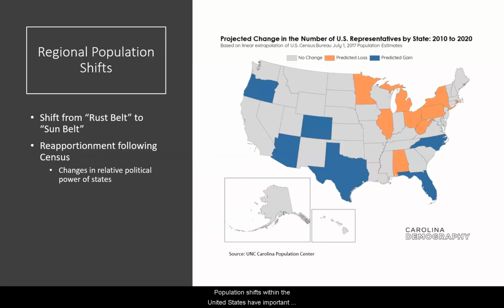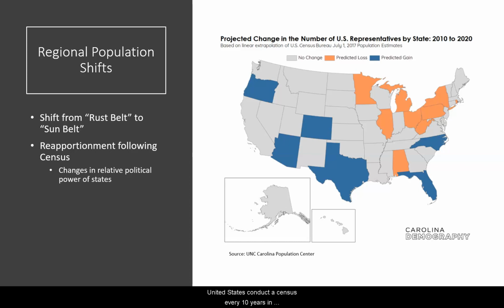Population shifts within the United States have important consequences, as some states are growing relatively quickly, while others grow slowly or not at all. The most important ongoing trend over the last few decades has been the shift of the American population from what's sometimes called the Rust Belt in the Northeast and Upper Midwest to the Sun Belt in the South and Far West.